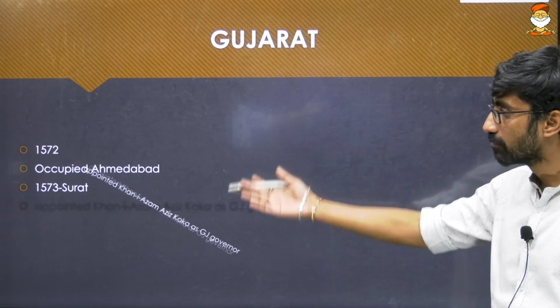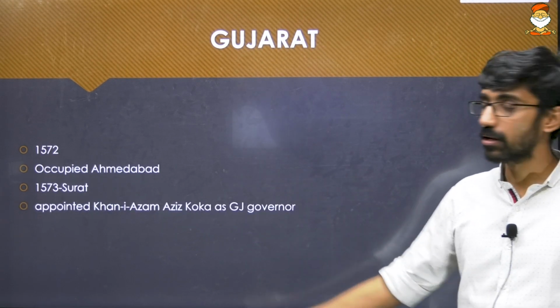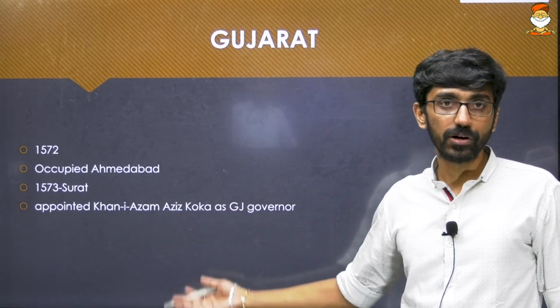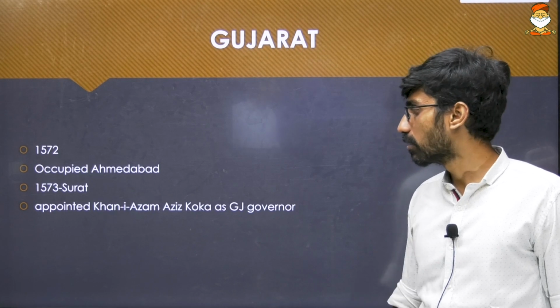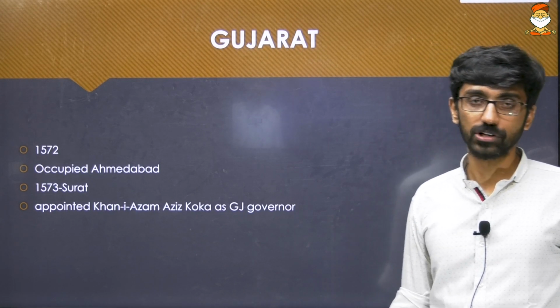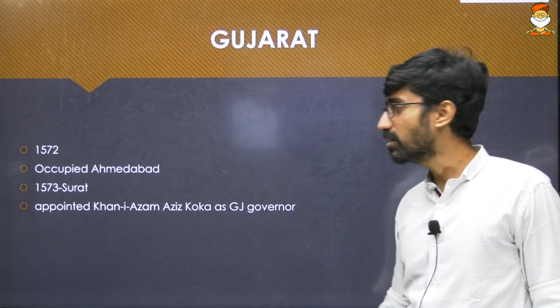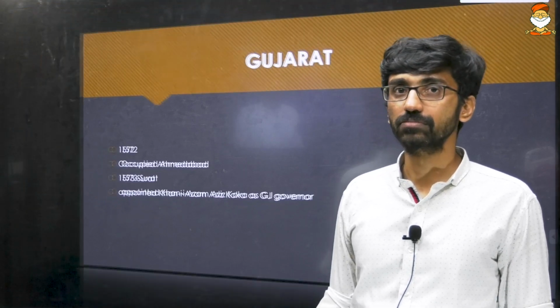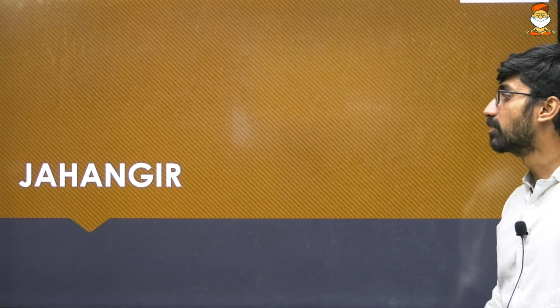Then Gujarat, 1572, he occupied Ahmedabad, in 73 Surat, and appointed Kan Azam as one of the governors of the Gujarat region. So these are all factuals, nothing to understand. And then again we'll come to Jahangir. That is about Akbar. We talked about Babur, Humayun, and then again Akbar.